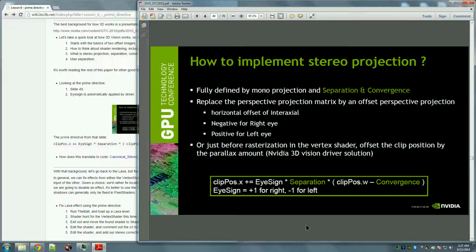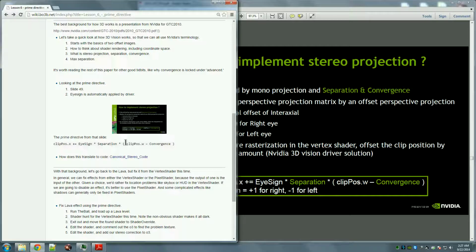Okay. Now, one thing to note is that the I sign here is actually automatically assigned by the driver. So we don't have to figure out the I sign. It's done for us automatically. So the only formula that we're actually going to use is this clip position I sign as we go. So what I'm showing here is that the prime directive is this formula here. It's the same basic formula, but in our case we don't use the I sign, and we do the plus equals variant.